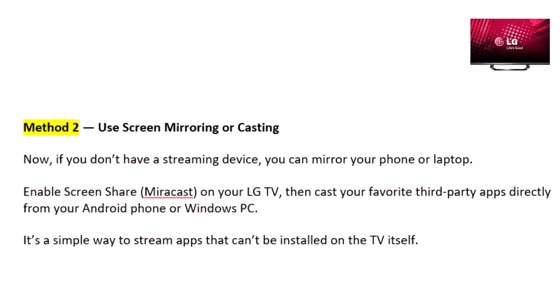Method 2. Use screen mirroring or casting. Now, if you don't have a streaming device, you can mirror your phone or laptop. Enable Screen Share or Mirrorcast on your LG TV, then cast your favorite third-party apps directly from your Android phone or Windows PC. It's a simple way to stream apps that can't be installed on the TV itself.